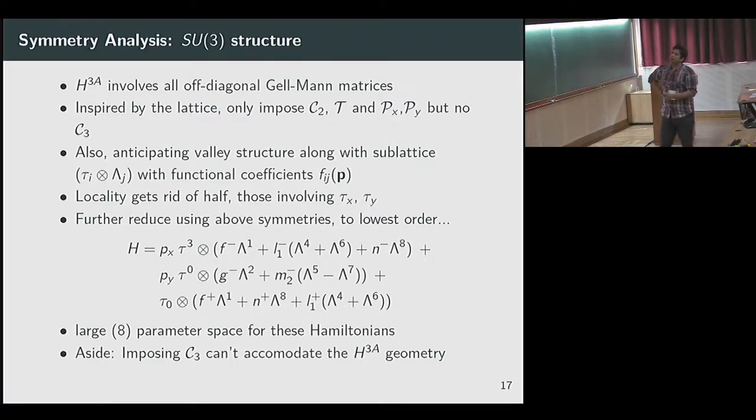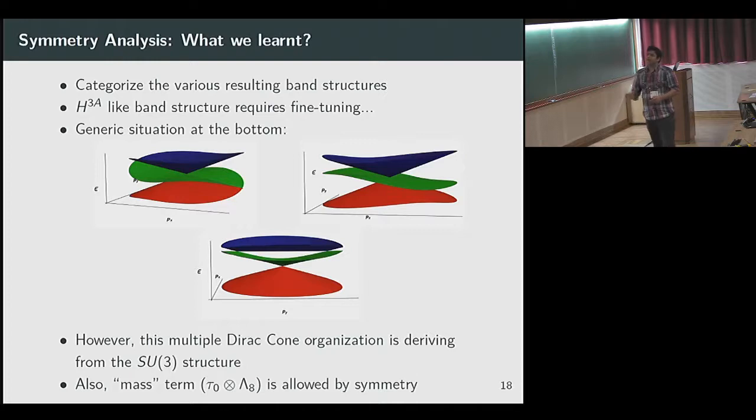So in this case, the symmetries that I keep are C2, time reversal, and the parities, but I don't keep C3 because the diagram that I showed didn't have C3. And so then I can use the standard technology to find out the whole space of Hamiltonians which arise out of this analysis. I actually find it's a big family. It's not surprising in hindsight. And so therefore, I now have to categorize the various kinds of band structures that result from this family.